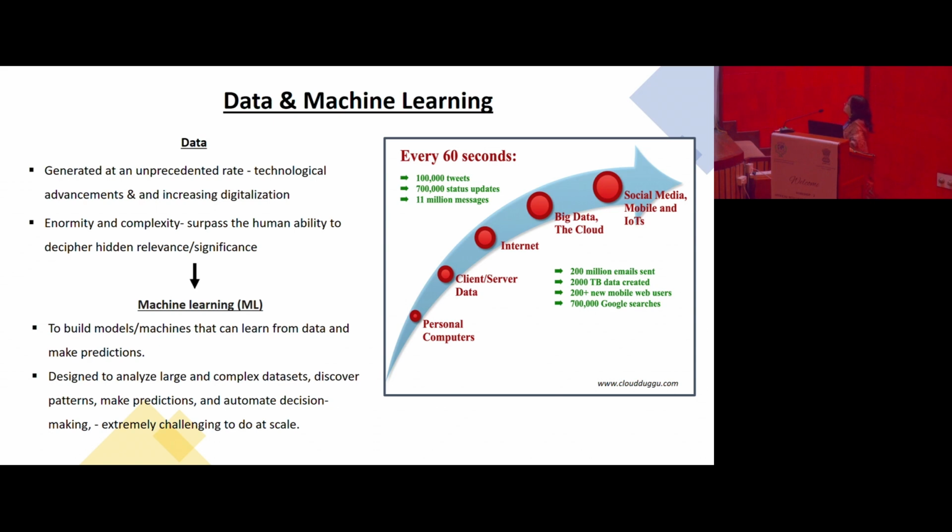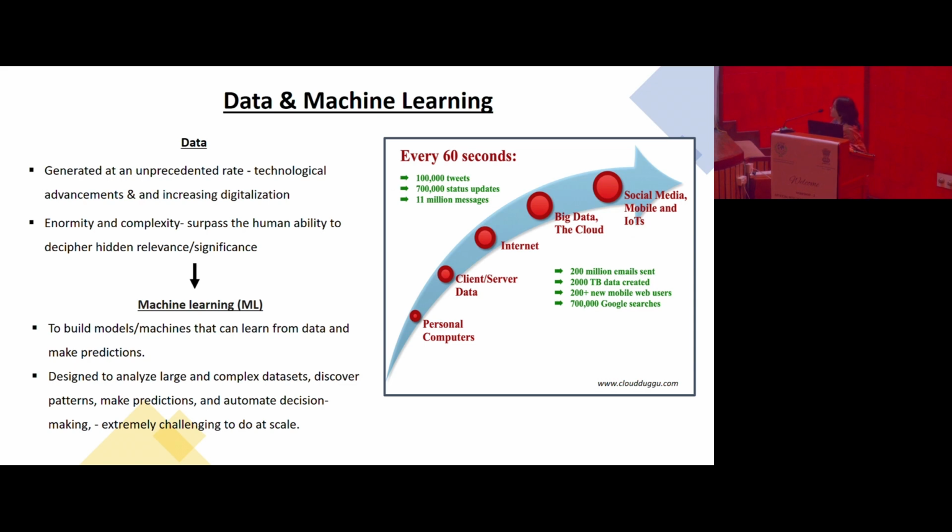So due to technological advancements and increasing digitalization, not only is enormous data being generated, but complexity is also added to the data. That surpasses the human ability to reveal hidden patterns that are very relevant or significant. So what do we need? We need machines or models that can learn from the data and make predictions. These machine learning models are designed to analyze large and complex data sets, discover patterns, make predictions, and automate decision making, which otherwise is extremely challenging to do at large scale.